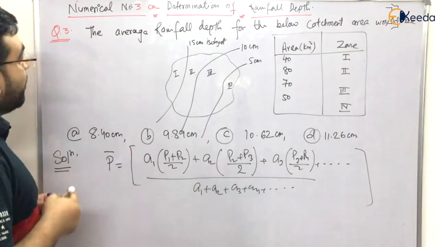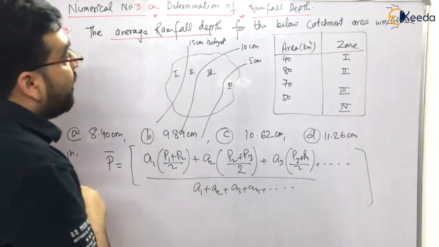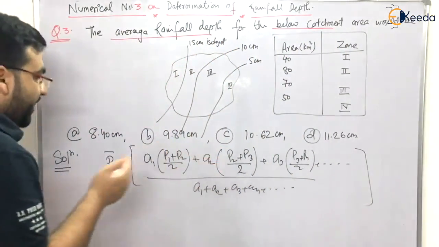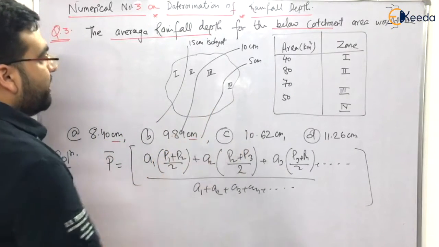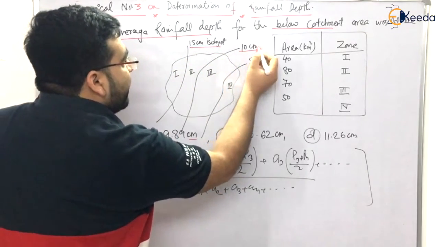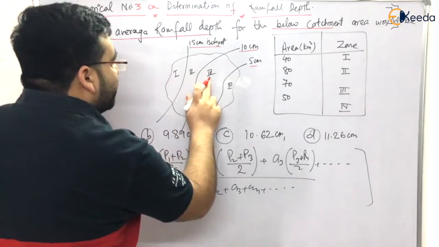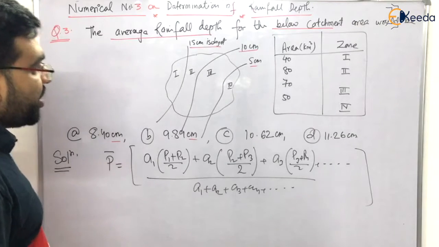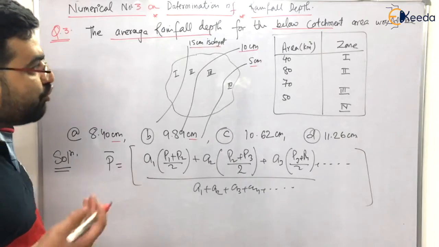So the question says that the average rainfall depth for the below catchment, the catchment is given, what would the area be, right? Four options are given. In centimeter, we have to determine the values in centimeter. Clear? So this is 15 centimeter isohyet, this is 10 centimeter, 5 centimeter, and so on, right? The area is also given, 1, 2, 3, 4 area is also given to you, right? So now the question is how to apply the formula. That is the main part, right? How to apply the formula.